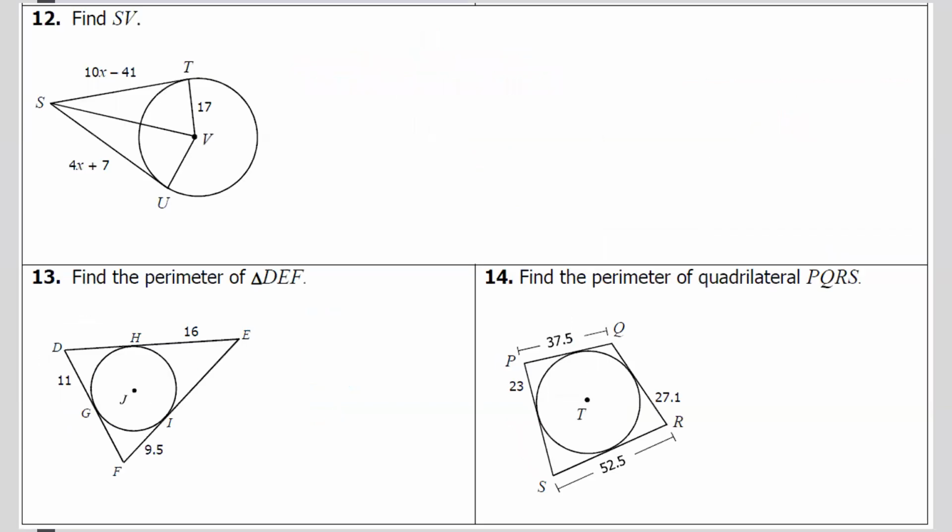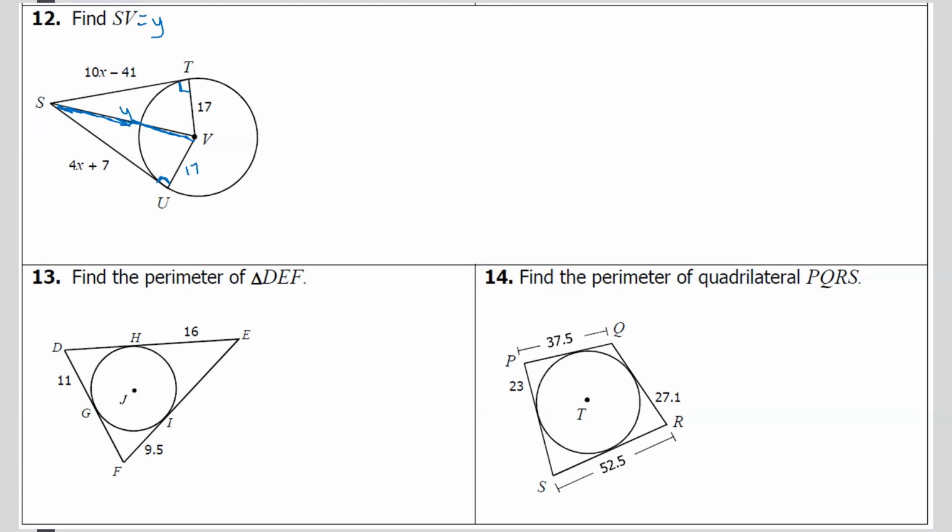I want to show you an example like number 12 and number 13. In number 12, it said find SV. I'm going to call SV y. It's just easier to have a variable to solve for than the name of a segment. So I'm going to solve for y. Well, I know that these are tangent, which means I know I have a right triangle here and a right triangle here. I know that TV and VU are radii of the circle, so UV has to be 17 also.